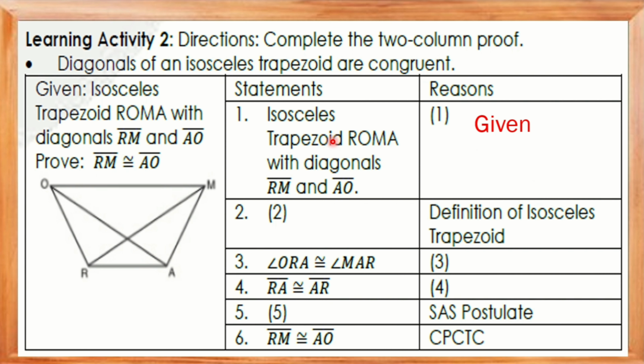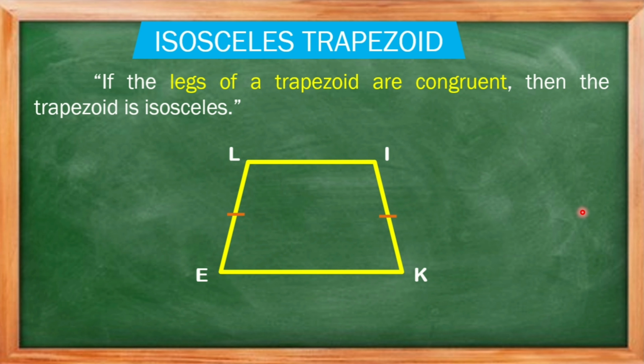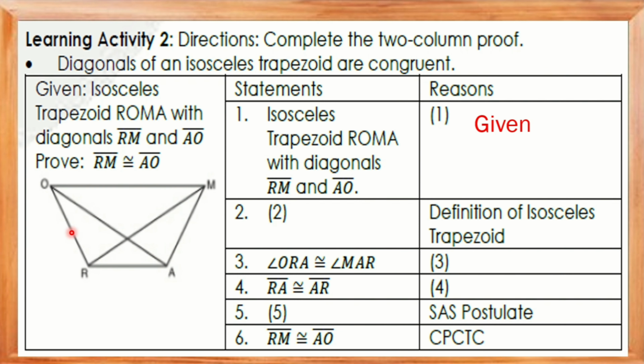Number 2. So, ang reason ay definition of isosceles trapezoid. So, mabalikan natin kanina yung definition ng isosceles trapezoid. Legs of a trapezoid are congruent. So, itong legs daw ay congruent. Okay, so dito sa ating illustration, alin dito ang mga legs ng isosceles trapezoid na congruent? Okay, so itong RO at saka AM are congruent. So, yan ang ilalagay natin dito sa statement number 2, kasi definition of isosceles trapezoid.